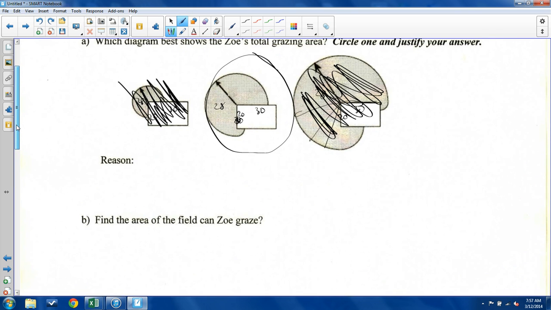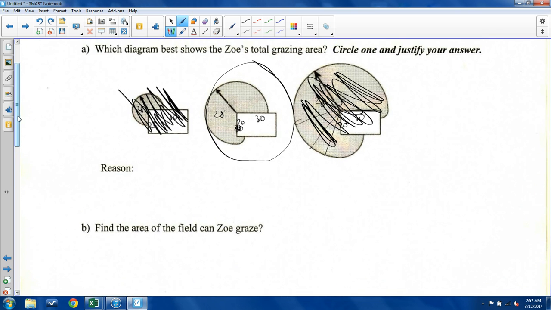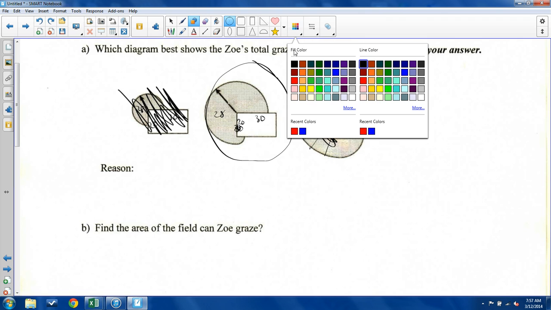Okay, this one's a little different in terms of you just need to make sure that you see what you're looking at here. This is not a perfect circle. In fact, it's not even a complete circle. But if I were to look at two circles here, here's what I'd do. See if you can make sense out of this.